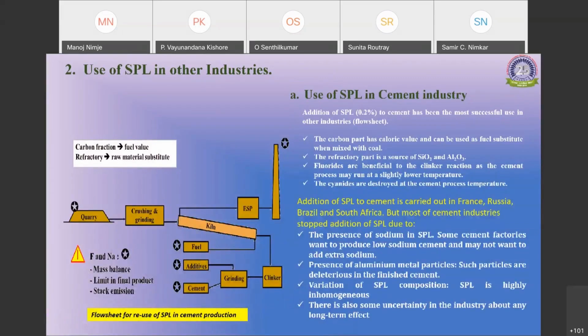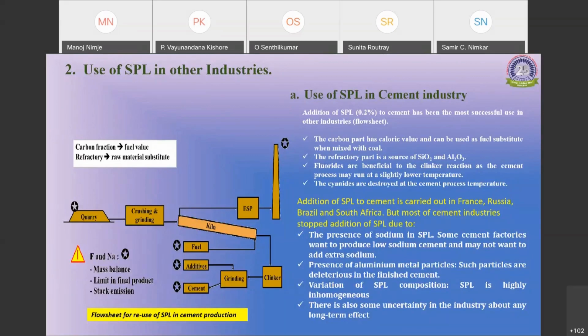Another process for disposal of SPL is the use of SPL in other industries, for example, the use of SPL in the cement industry. The researchers found that the addition of 0.2% SPL to the cement has been the most successful use of SPL in other industries, and the process for the same is shown in the figure. Here, the SPL is mixed with the cement composition and treated as usual.